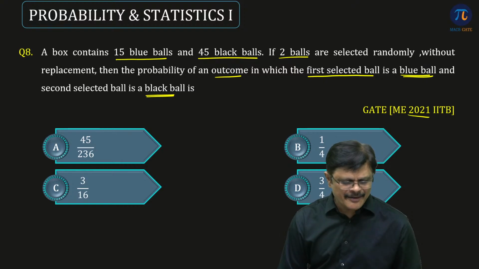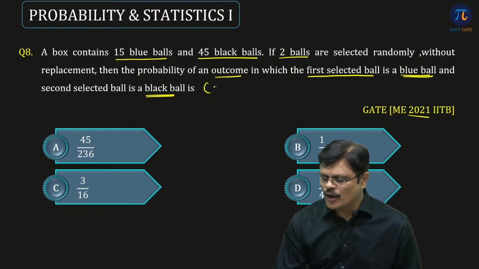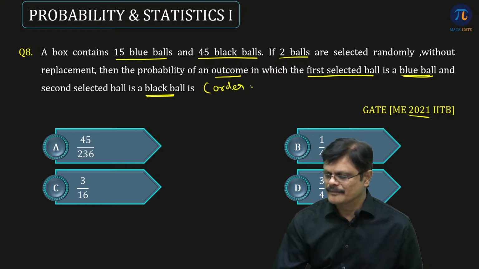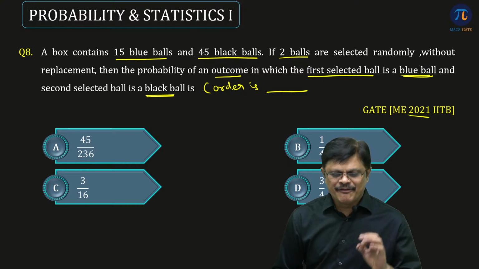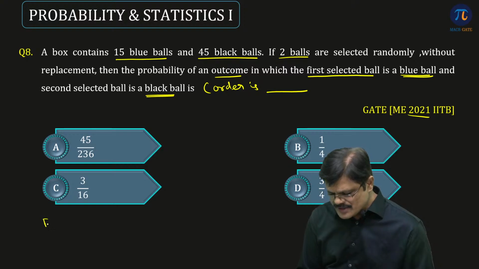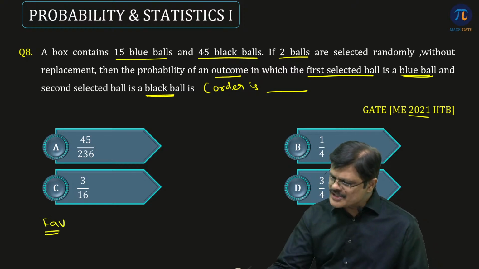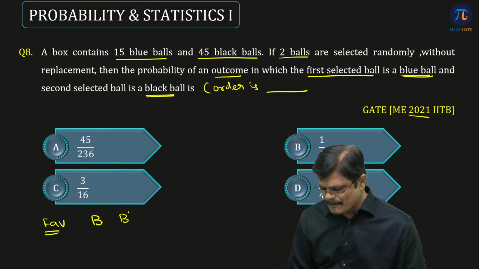So please tell me whether order is mentioned or not. Order is given or not. If order is given, you have to go with the favorable situation. What is a favorable situation? First ball is blue ball and second ball is black ball.